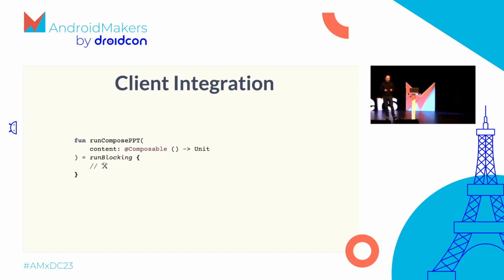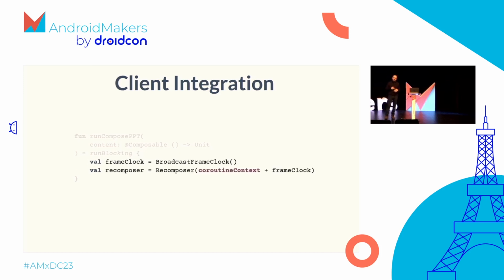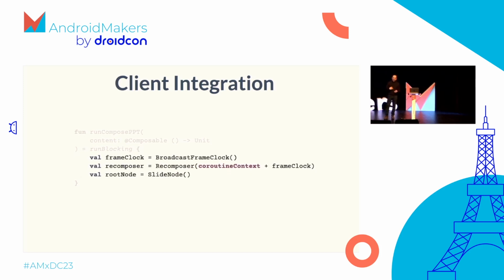So now, in order to make the client integration or create an entry point for our clients, we just create one entry point called run compose ppt, and it gets a composable lambda. Under the hood, it creates the frame clock. Luckily, this broadcast frame clock is implemented in Compose Runtime. You just need to create it. It also creates something called Recomposer, which is responsible for the recomposition stuff. And it also creates the root of your Compose node tree.